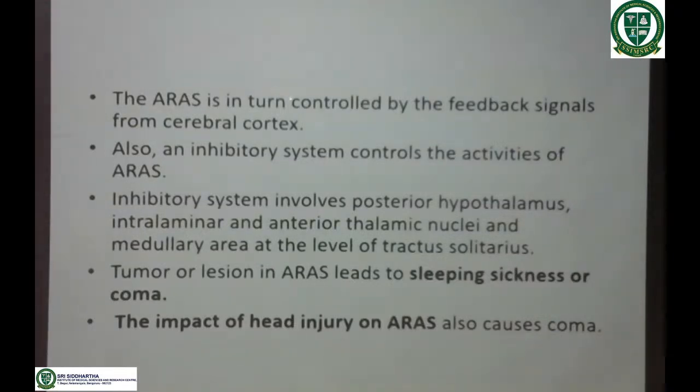The ARAS is in turn controlled by feedback signals from the cerebral cortex. Also, an inhibitory system controls the activities of the ARAS. The inhibitory system involves the posterior hypothalamus, intralaminar and anterior thalamic nuclei, and the medullary area at the level of the tractus solitarius. A tumor or a lesion in the ARAS leads to sleeping sickness or a coma.